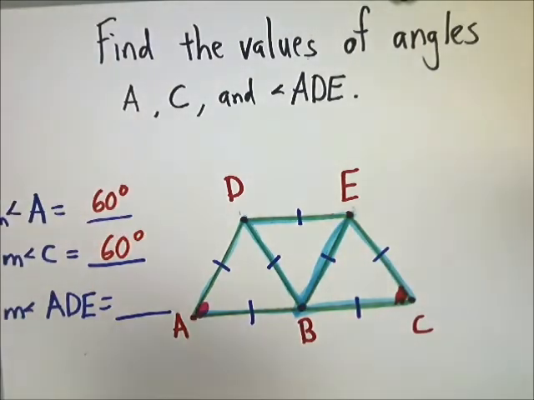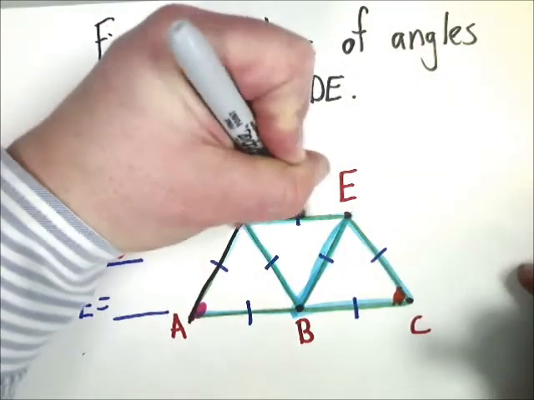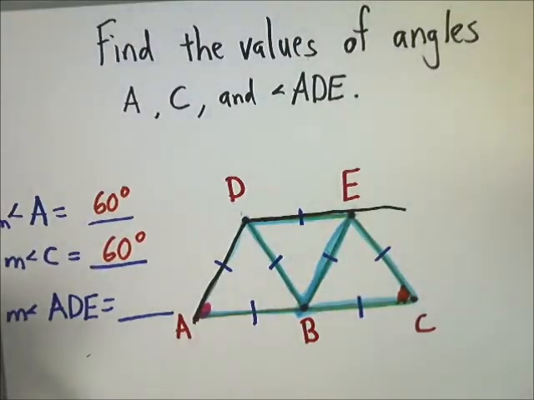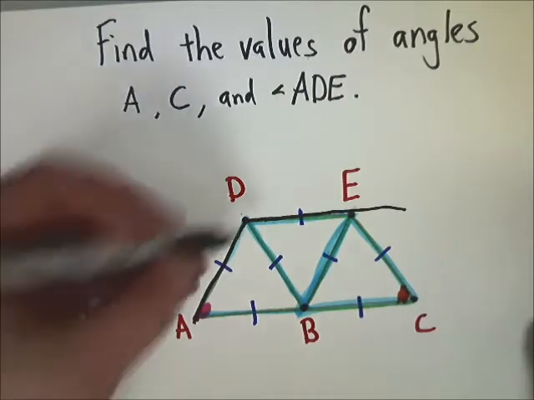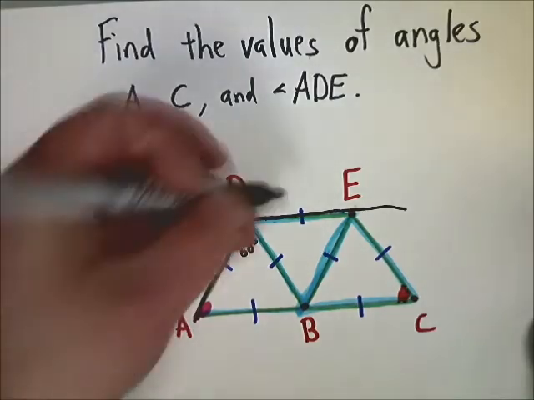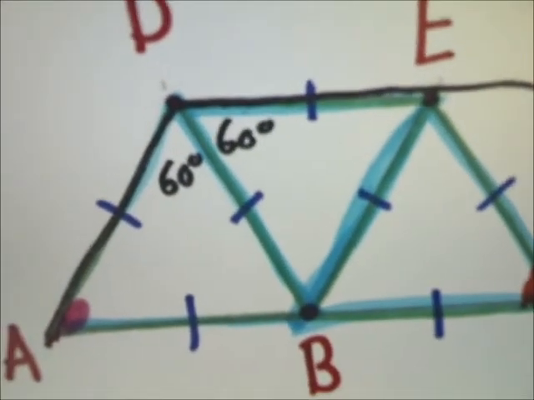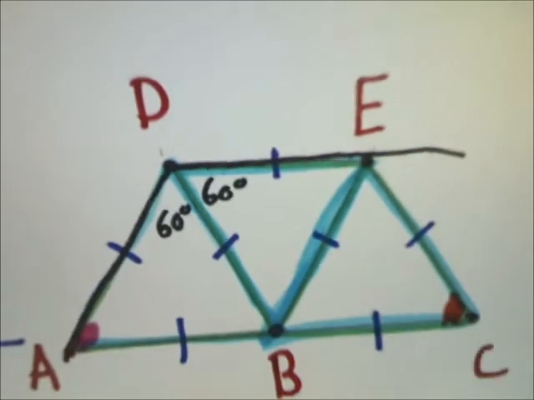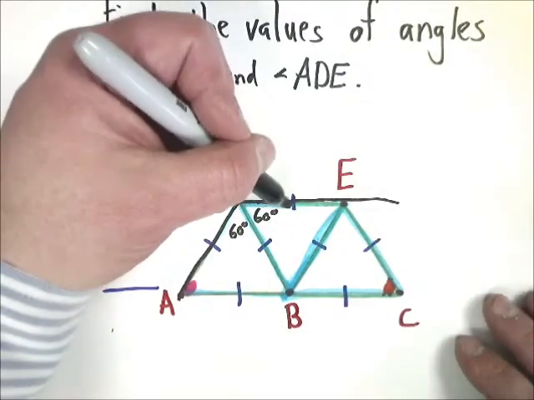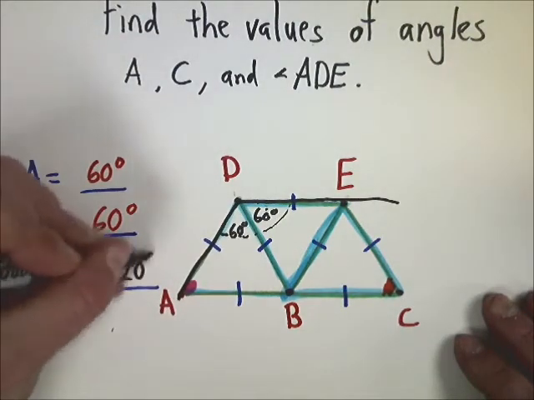Now, the last one is a little bit more complicated, but not really. They want to know what angle ADE is. Now, I'm going to use the pieces of information I know about equilateral triangles. This angle, angle D that goes here, is 60 degrees. This angle here is also 60 degrees, which is really hard to see at that size, but they're both 60 degrees because they're equilateral, and due to the angle addition postulate, that would mean that this whole angle here is 60 plus 60, or 120 degrees.